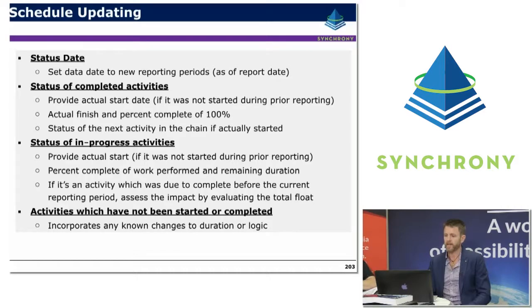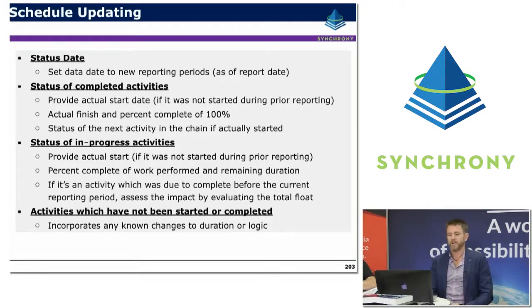When we go through the actual mechanical process of statusing completed activities, it's about providing actual information: the actual start dates and the actual finish dates. If an activity isn't finished, it's the percent complete, and the status of the next activity in the chain. If an activity is finished, you also go on to status the next activity.